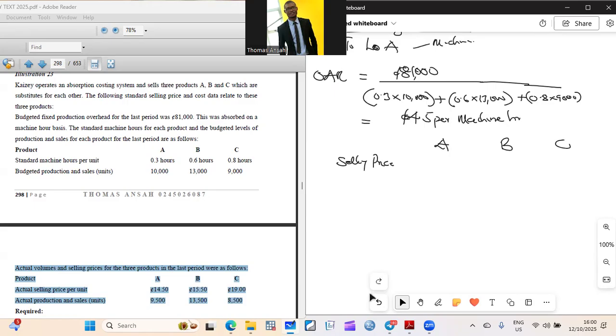Okay, so it's 81,000 divided by 10,000, that's 8.1 for A. How did you get the selling price? The budgeted production. I think the question didn't show it. This is where it's supposed to be: the following standard price and cost data relates to the 3 products. So it didn't come.